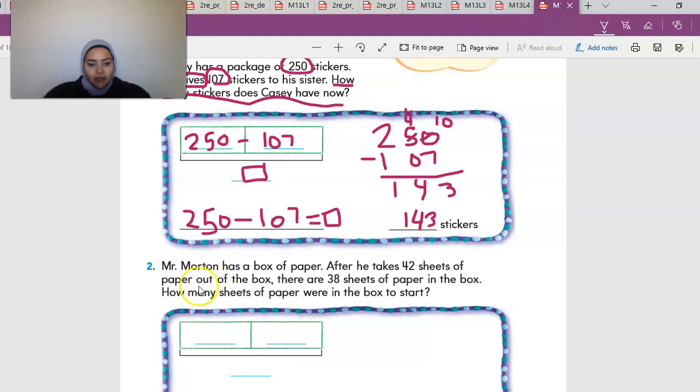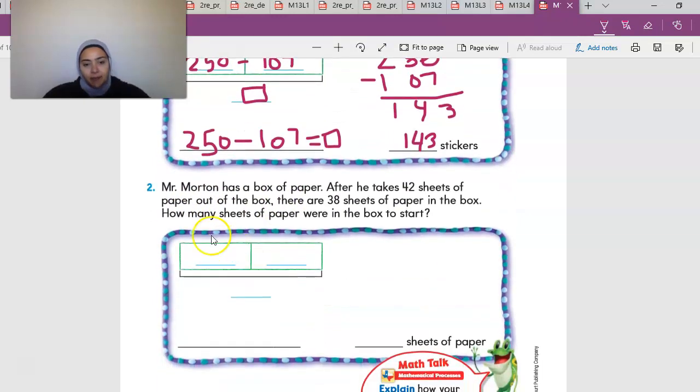So to start, they don't give us a number. It says Mr. Morton has a box of paper. We don't know how much paper. We just know it's a box. So we're going to draw a box. After he takes 42 sheets out, so take away 42, there are 38 sheets of paper in the box, equals 38. The question is, how many sheets of paper were in the box to start with? So let's go back and circle numbers, underline the question, and now we're going to rewrite this number sentence. Empty box, take away 42 equals 38.